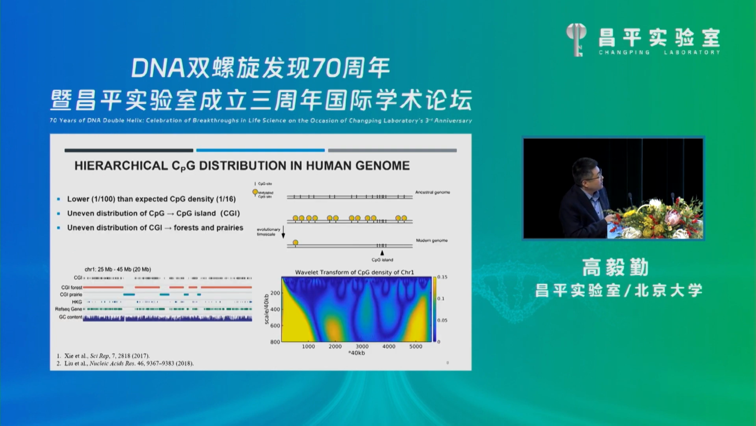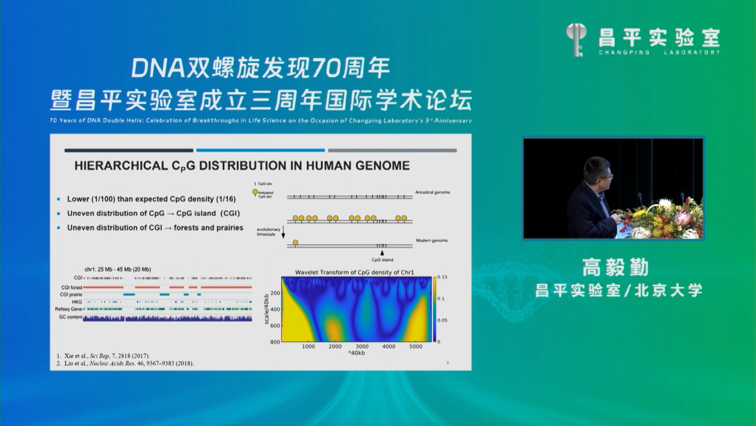So we know the CpG density distribution is not even, and not at just one scale. Actually, they are arranged at different scales. First, the CpG density is lower than expected for the human genome, and it's unevenly distributed to form CpG islands. And if we further analyze, if you draw each of the CpG islands as a line here, you will see that CpG islands also distribute very unevenly. And we call this forests and prairies.